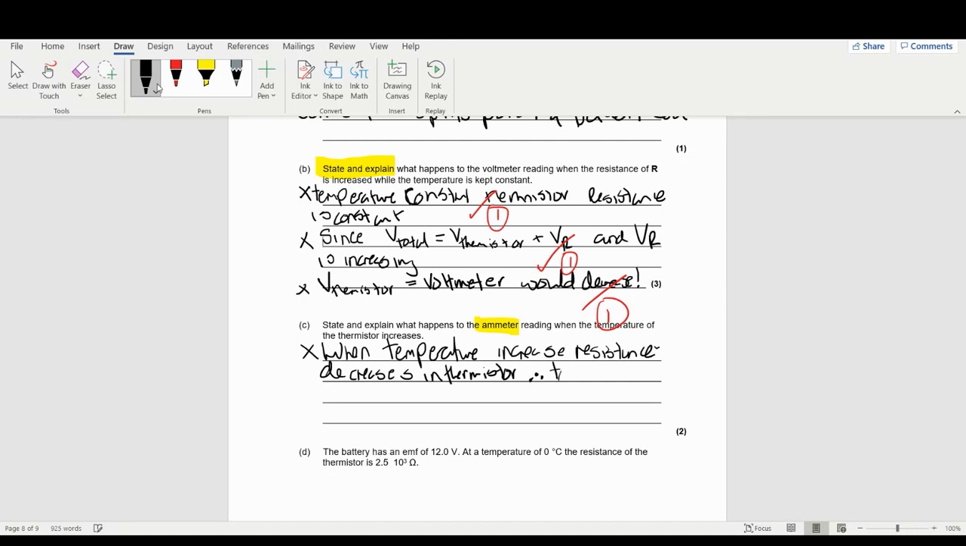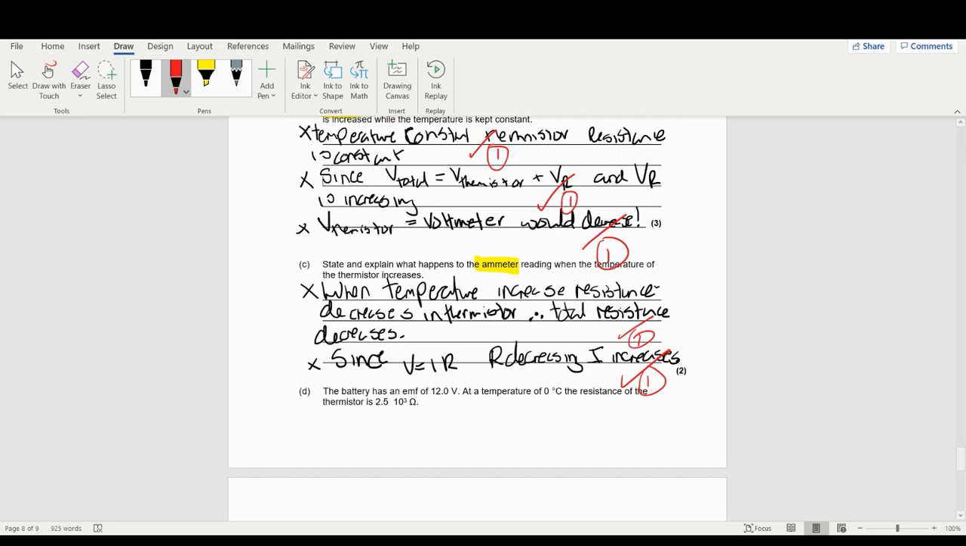Therefore, the total resistance decreases. And since V equals IR, if R is decreasing, I increases. So what I'm saying here is that the current will increase, because of what happens to a thermistor at that point there.